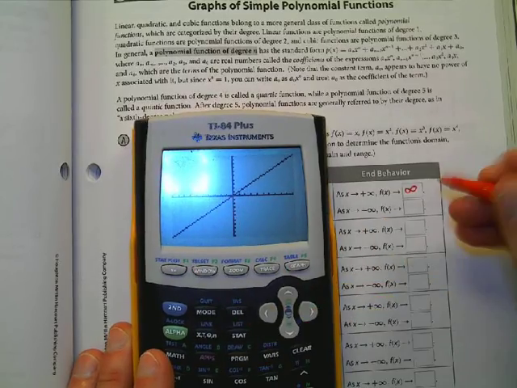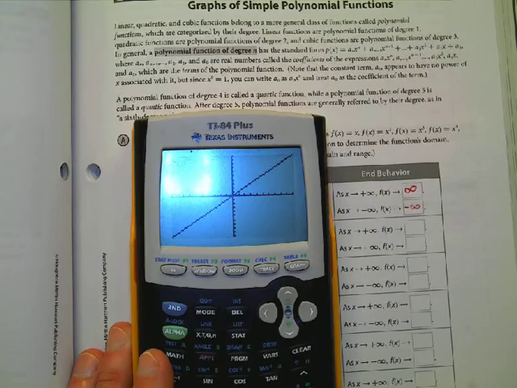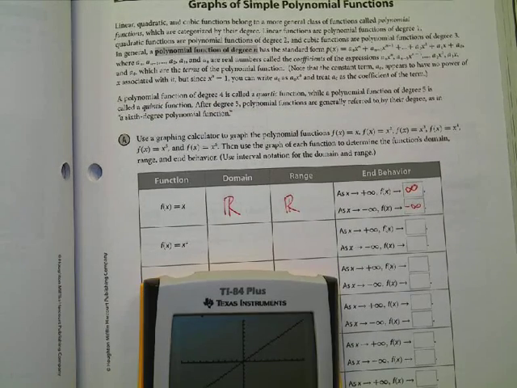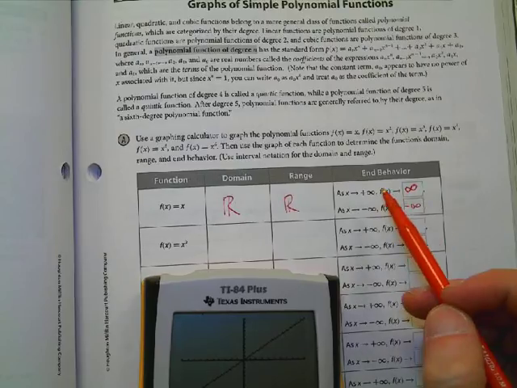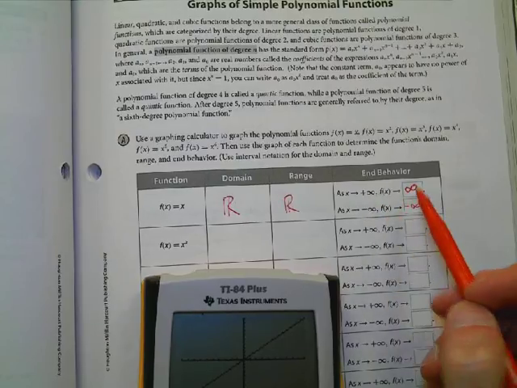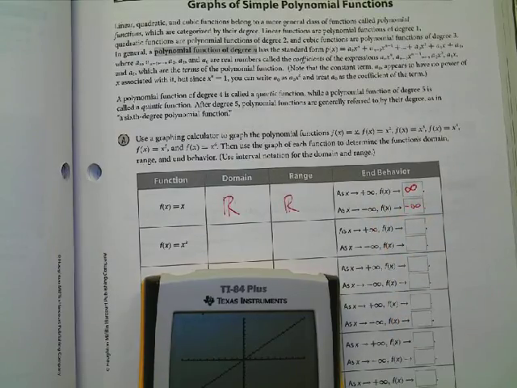Yeah, that's right, Greg. Okay, that was pretty straightforward. A line with all real numbers for the domain and range, and then end behavior. If x goes to positive infinity, f of x goes to positive infinity, and if x goes to negative infinity, f of x goes to negative infinity as well. All right, let's look at x squared.